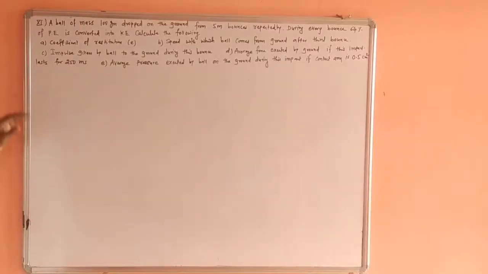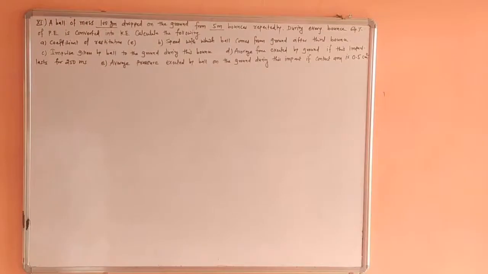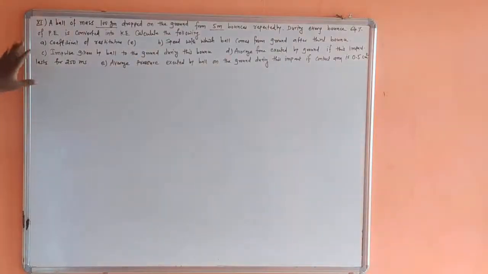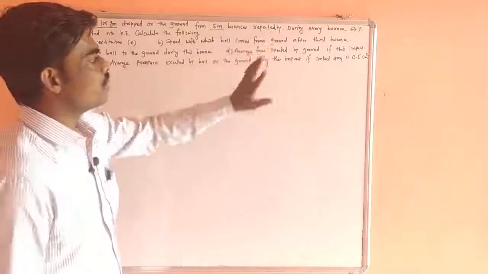This is problem number 11. The problem is quite lengthy, therefore you can refer to the book, Maharashtra State Board syllabus. So a ball of mass 100 gram is dropped on the ground from a height of 5 meter and bounces repeatedly. During every bounce, 64% of potential energy is converted into kinetic energy. Calculate the following things. First is the coefficient of restitution. Second, the speed with which the ball comes up from the ground after the third bounce.